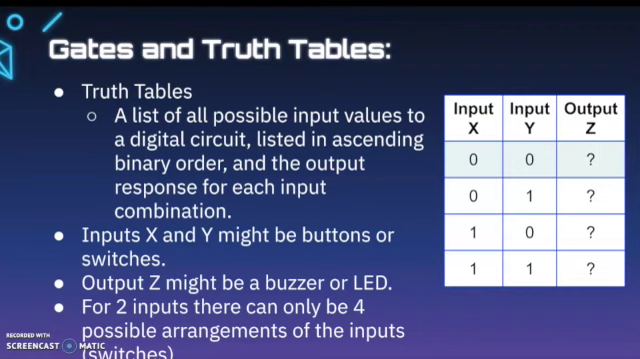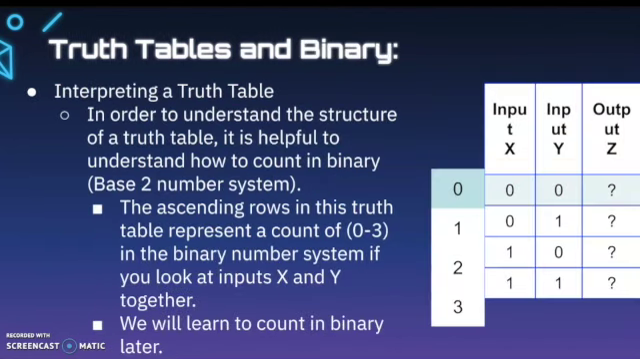For 2 inputs, there can only be 4 possible arrangements of the inputs, or the switches. An example of a truth table can be seen on the right. You'll notice that the first column is listed as 0, 0, 1, 1, while the second column is 0, 1, 0, 1. These are binary sequences, and when combined, they create various outputs. In order to understand the structure of a truth table, it's helpful to understand how to count in binary, which is a base 2 number system.